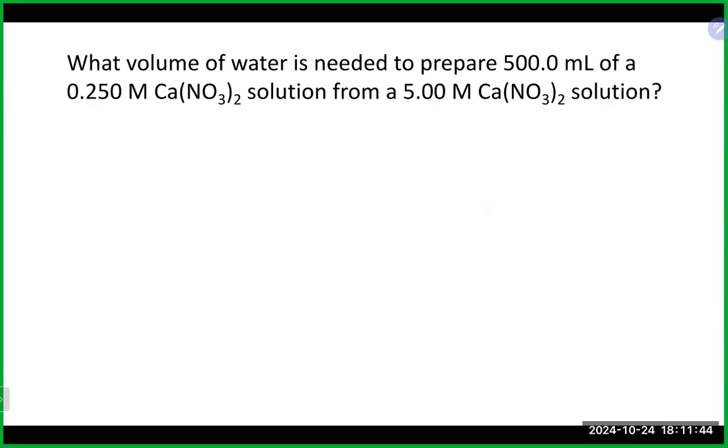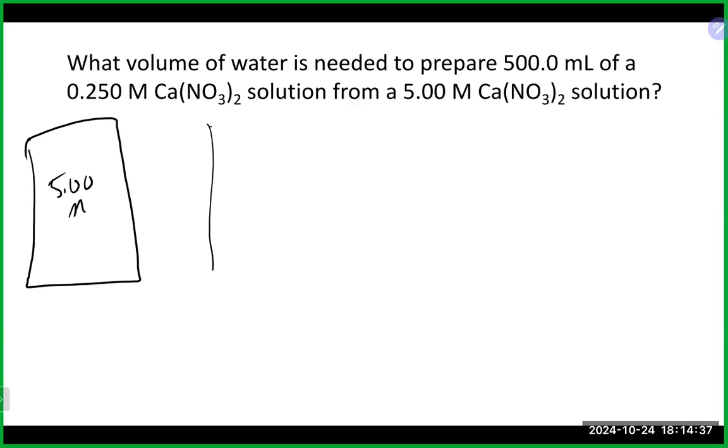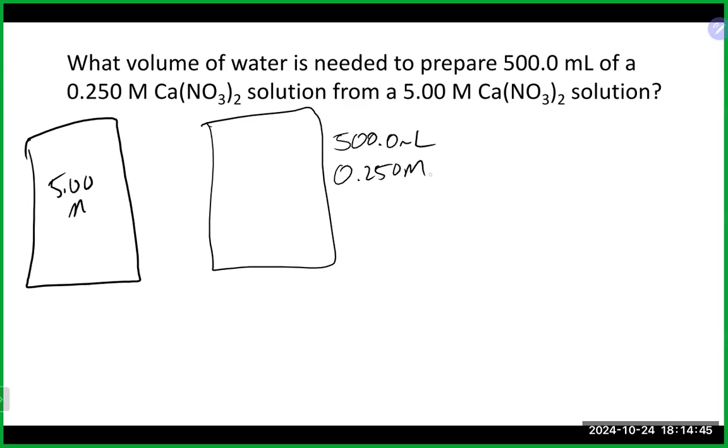What volume of water is needed to prepare 500 milliliters of a 0.25 molar solution? Okay, so again, similar idea here is a dilution. Once again, we have a bottle of the more concentrated 5 molar calcium nitrate in this case. We eventually want to make a solution that has a total volume of 500 milliliters and a molarity of 0.25 molar. So here our M1 will be our more concentrated, which is 5. Our V1 we do not have. Our M2 would be the less concentrated, and the V2 would be the volume that we want to make of it.